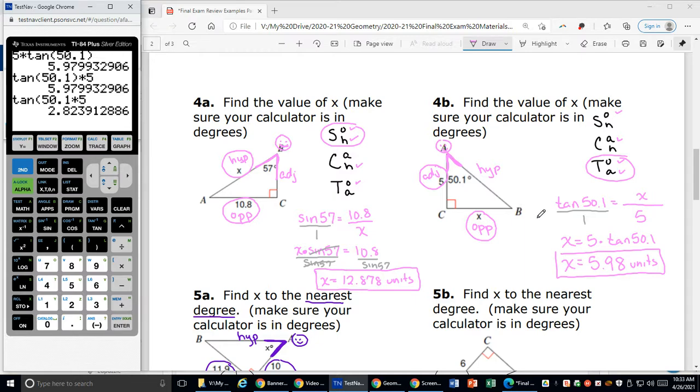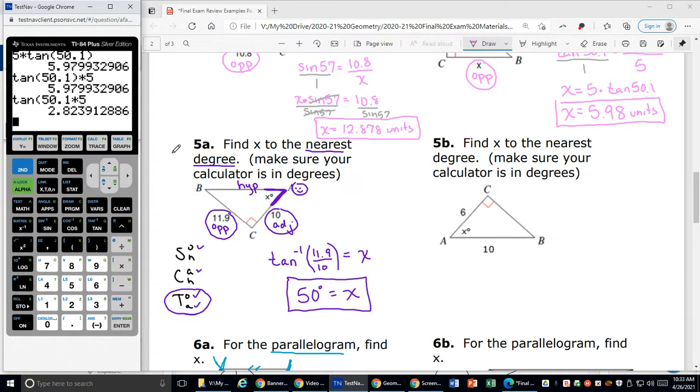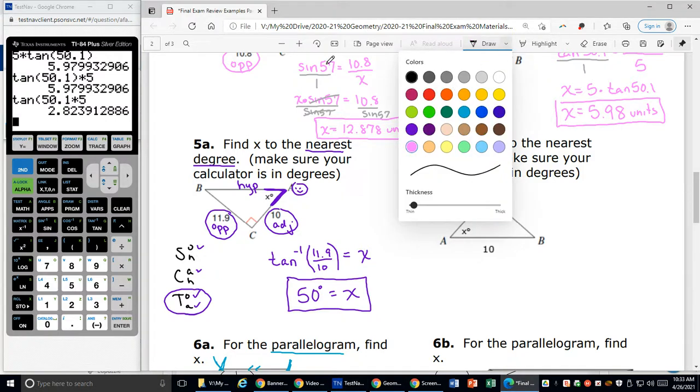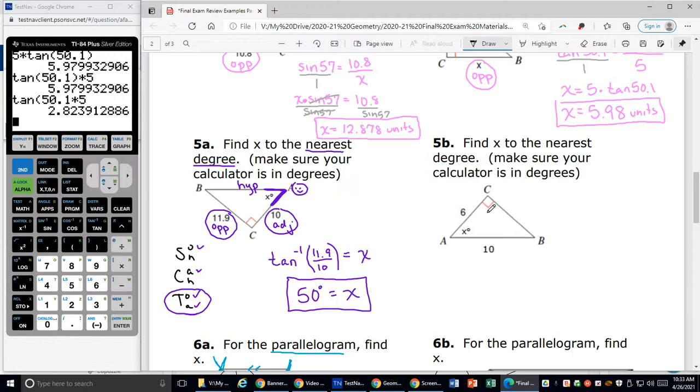Okay, all right, let's look at B. Again, I can see I use SOHCAHTOA on my problem there, so you know what? And it tells me about my degrees. My picture is very similar. I've got an x degree, 2 sides, a right angle. SOHCAHTOA.